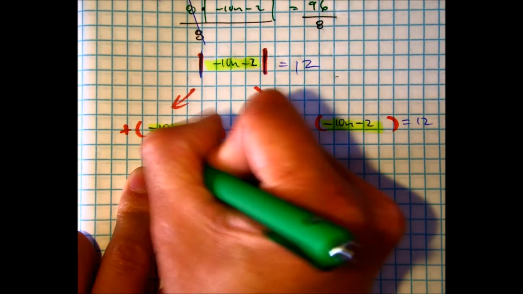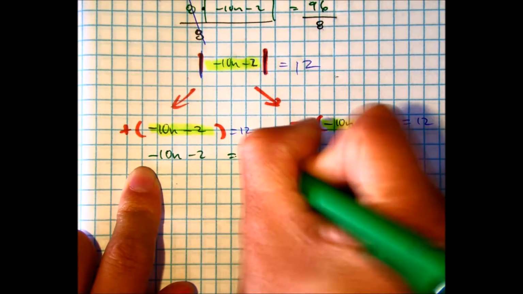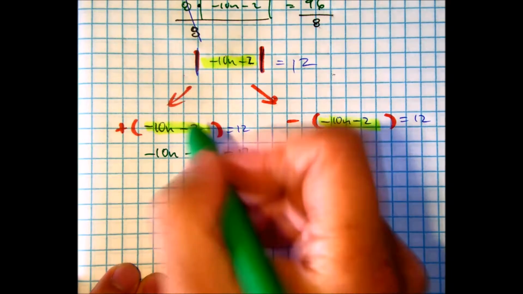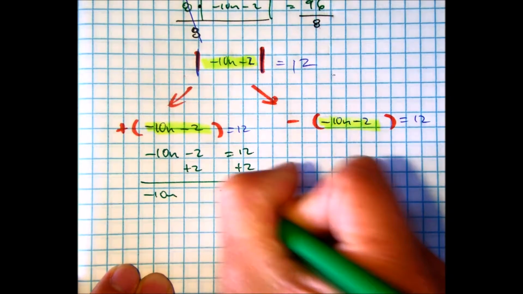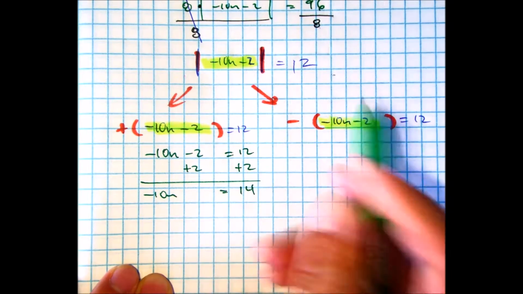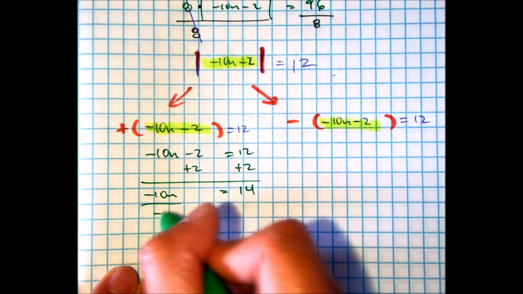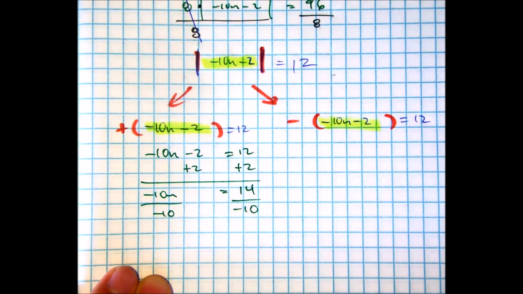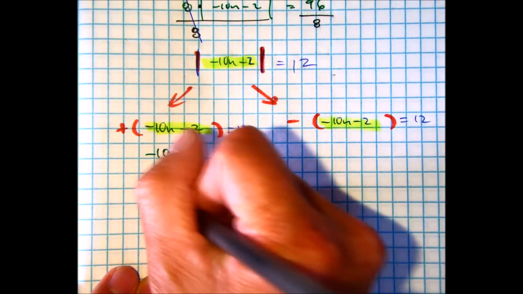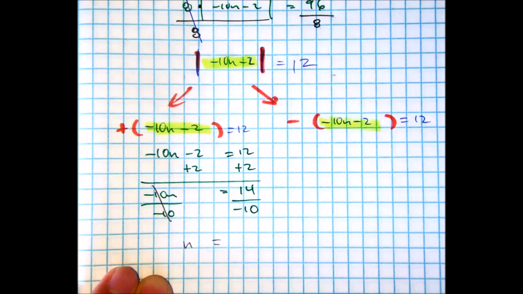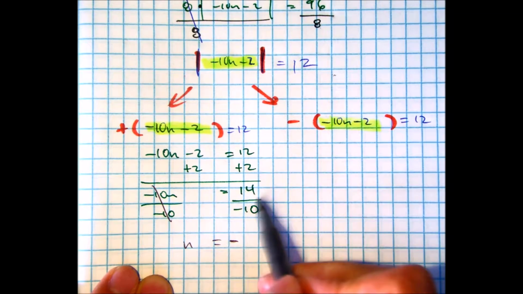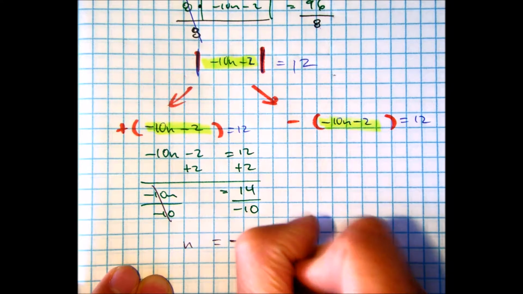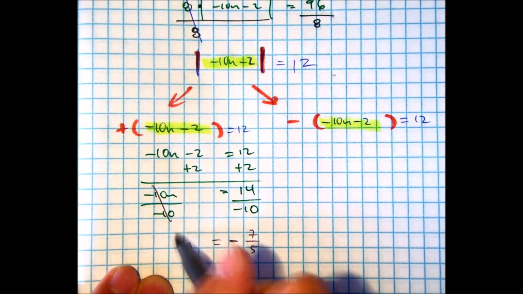Class, do I need the parentheses? So I have negative 10n minus 2 equals 12. And then you just go about solving that. Add 2. Divided by negative 10. Everyone say fractions. Fractions are better. Divided by 2, so you have what? Negative 7 over 5? Raise your hand if you got that.